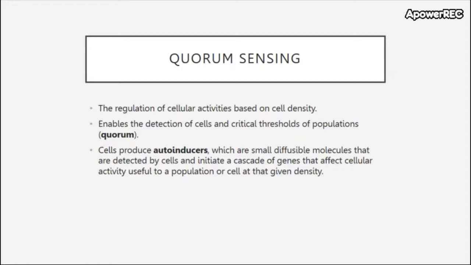So cells produce these small molecules, and as the culture becomes more and more dense, these molecules then initiate certain genes to be expressed, which give certain functions to the cells that are useful in those specific conditions. Those specific conditions meaning a very high cell density. So when the microbes have essentially grown quite a bit.